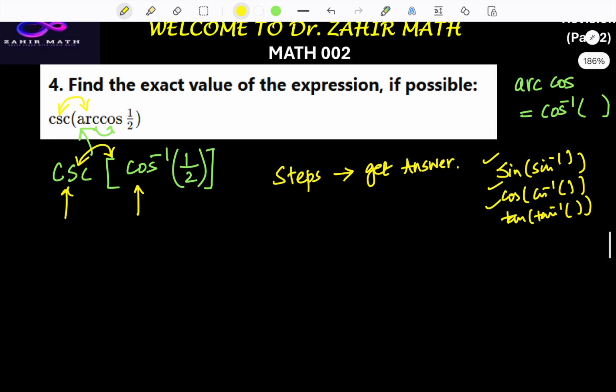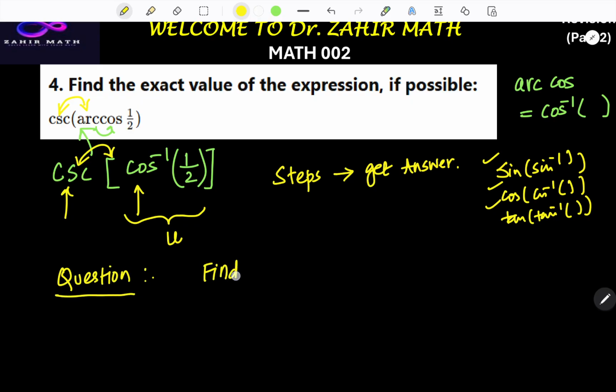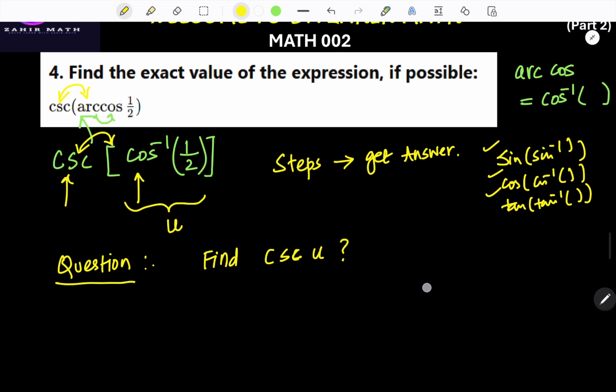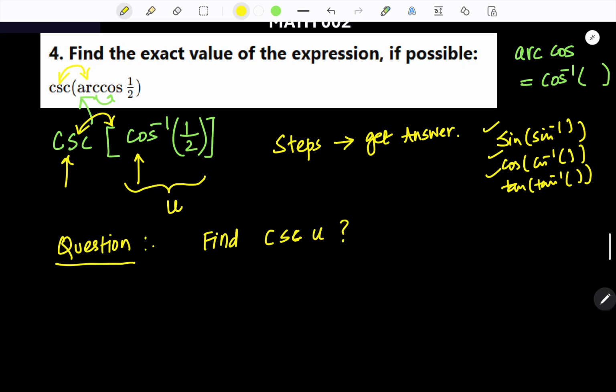Right, so let's start this question. Before going to this question, I'm going to call this U. So if I call this U, what is my question? They are asking, just find cosecant U. This is my question. Clear? If I find cosecant U, my solution is over. Again, I'm telling you, whatever is inside the bracket, just call it U. So I called cosine inverse 1 over 2 as U.